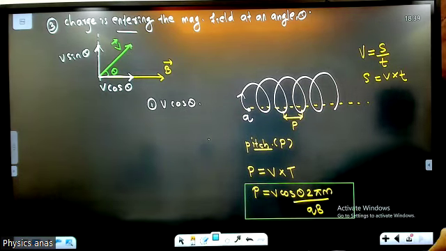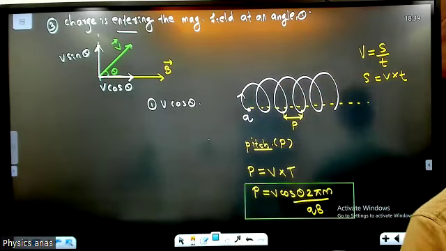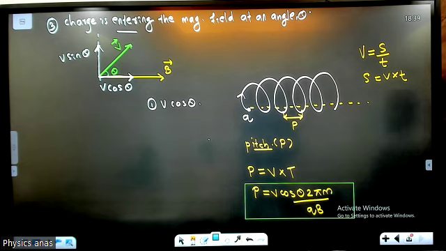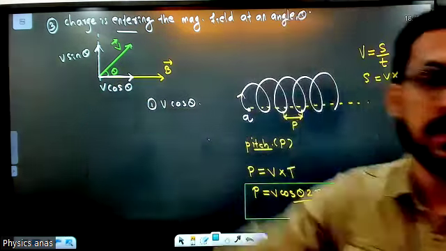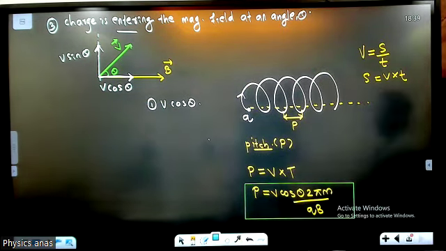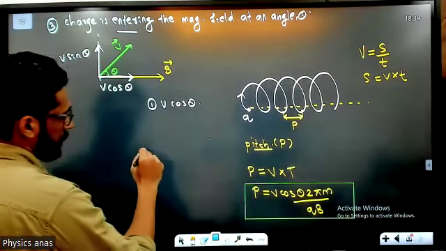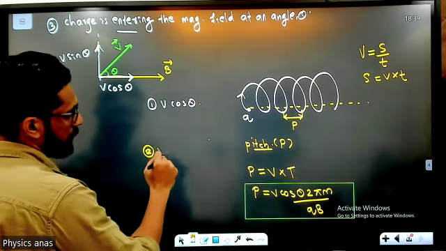Did you catch that idea? Understand what it is talking about. You will get the equation automatically. Okay? We can write it. Third case: charge is entering the magnetic field at an angle theta. You can draw this figure.